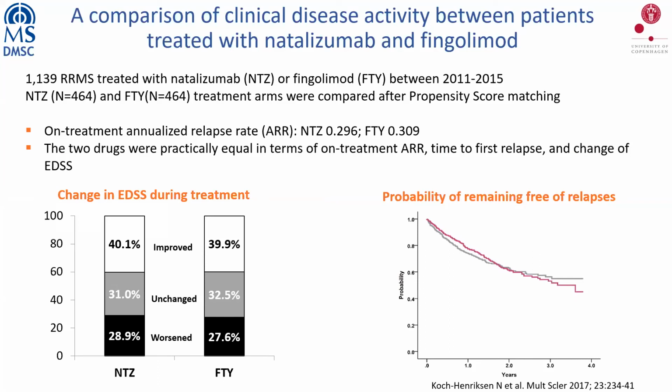And the on-treatment annualized relapse rates were 0.2 for natalizumab and 0.3 for fingolimod. And as you can see, the two drugs were practically even in terms of on-treatment annual relapse rate, the time to first relapse, and the change in EDSS. The same proportion worsened, were unchanged, or improved in EDSS.